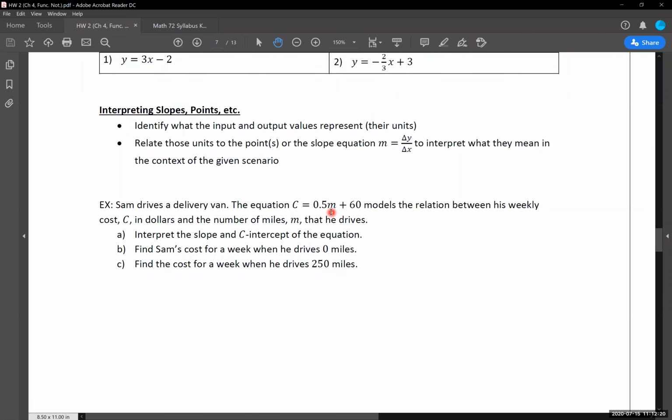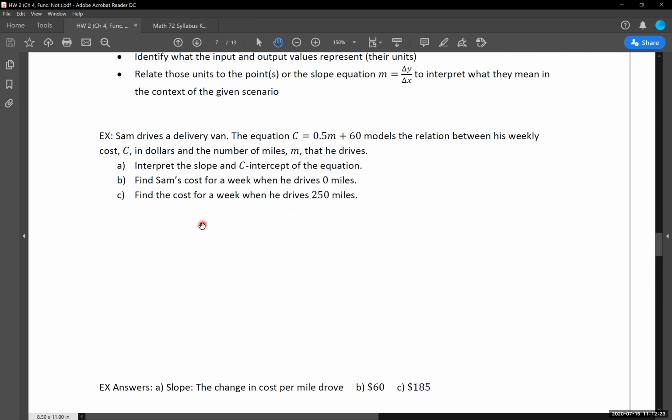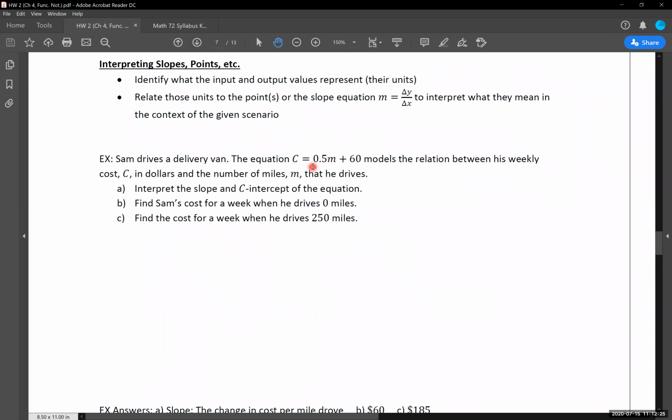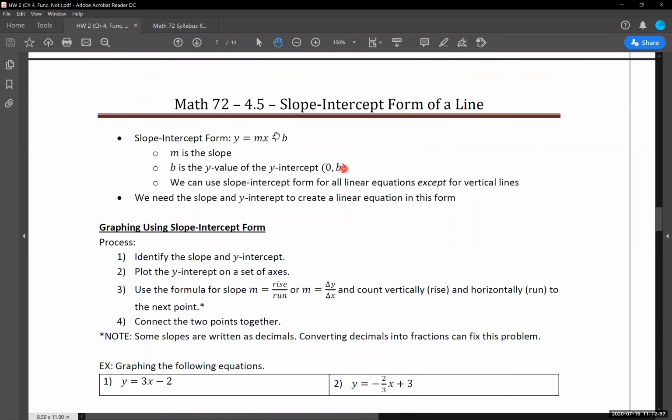So we're working with an example of Sam drives a delivery van. The equation C is equal to 0.5 m plus 60 models the relation between his weekly cost, C, in dollars, and the number of miles, m, that he drives. So we are told to interpret the slope and the c-intercept of the equation. So the c-intercept is going to be the equivalent of the y-intercept here. Again, this is very similar to our slope-intercept form that we started with.